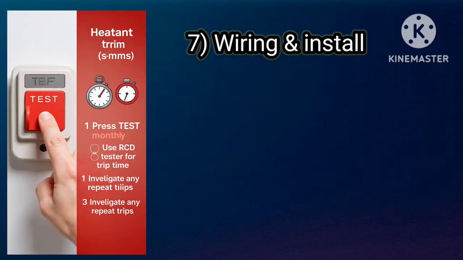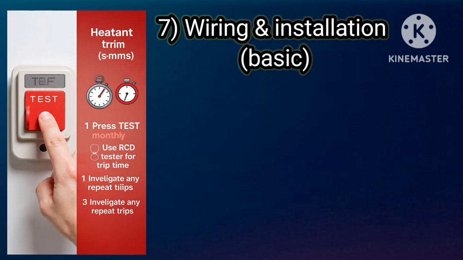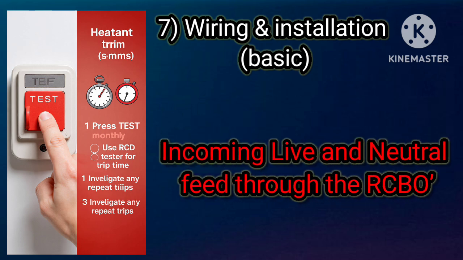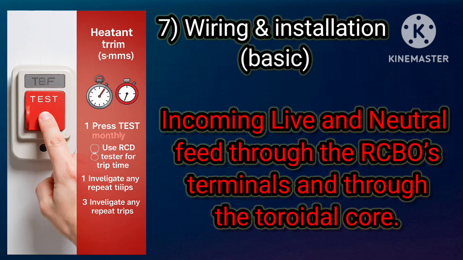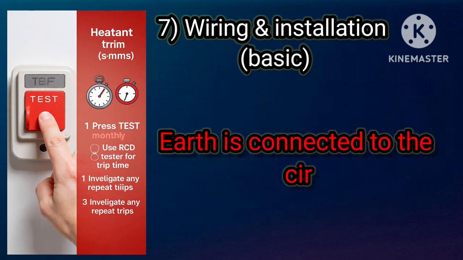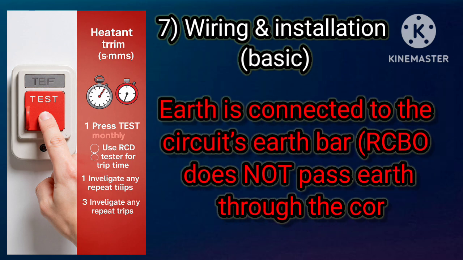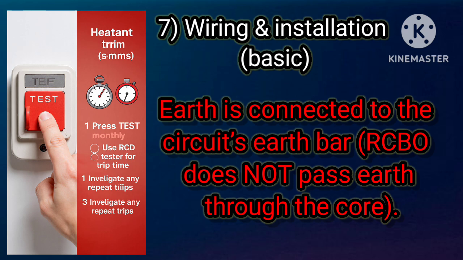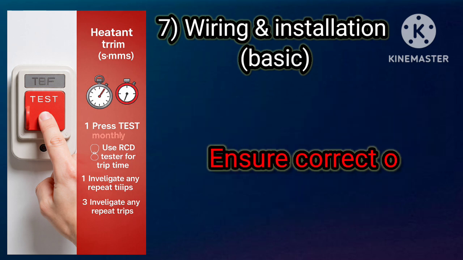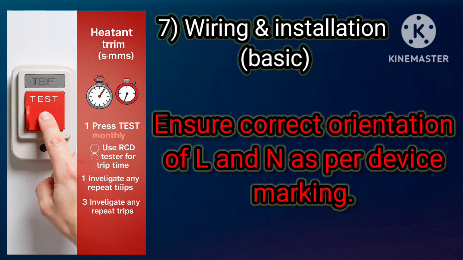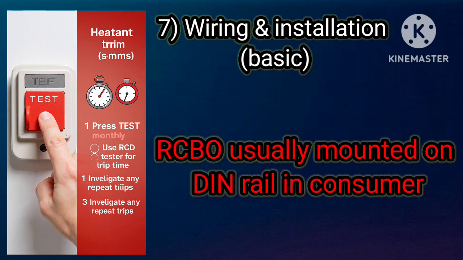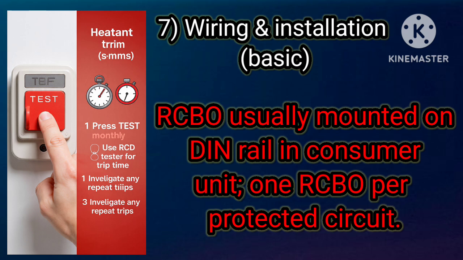7. Wiring and installation, basic. Incoming live and neutral feed through the RCBO's terminals and through the toroidal core. Earth is connected to the circuit's earth bar. The RCBO does not pass earth through the core. Ensure correct orientation of L and N as per device marking. An RCBO is usually mounted on a DIN rail in the consumer unit, one RCBO per protected circuit.